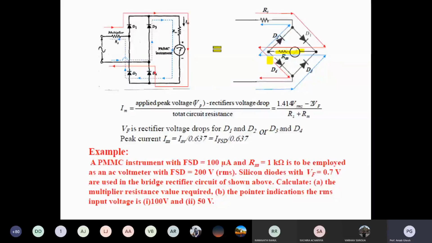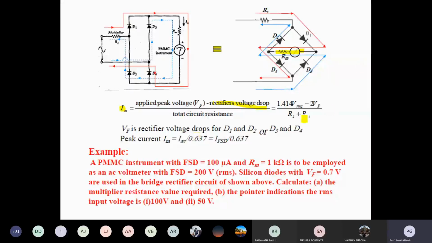So what is the value of IM? IM will be the applied peak voltage Vp minus the rectifier voltage drop. That is conventional. It is 1 volt per forward voltage, so it comes to 2 volt because two diodes conduct, so 2 VF, near about 2 volt. Peak voltage is 1.414 VRMS for sinusoidal, minus 2 VF, that means the forward voltage drop. For an individual diode it is 1 VF, and for 2 diodes it is 2 VF.